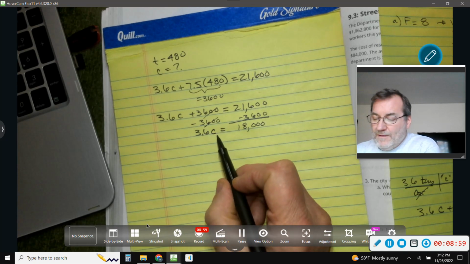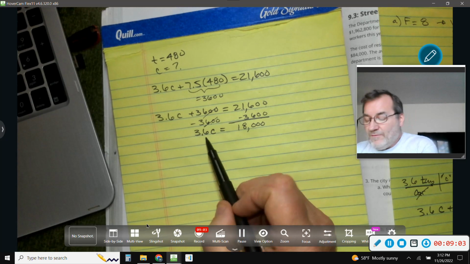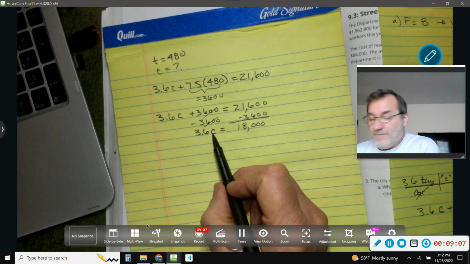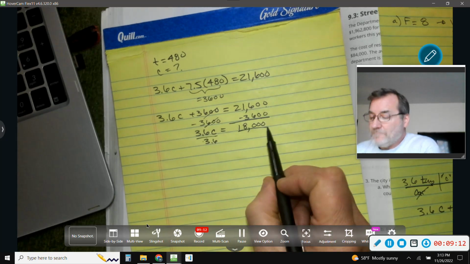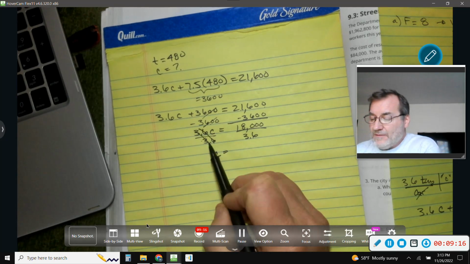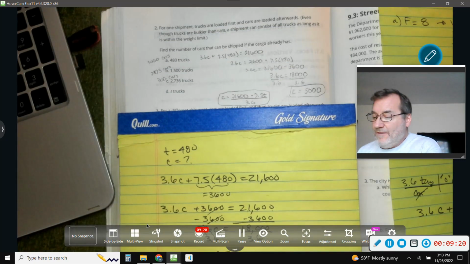Now that we got everything we can get rid of with addition and subtraction, I can get rid of the rest with multiplication or division, and this time I'm going to choose division. Since 3.6 is being multiplied by C, I'm going to divide by 3.6. And C will equal, again it cancels over here, do this little math on your calculators and you should get 5,000.